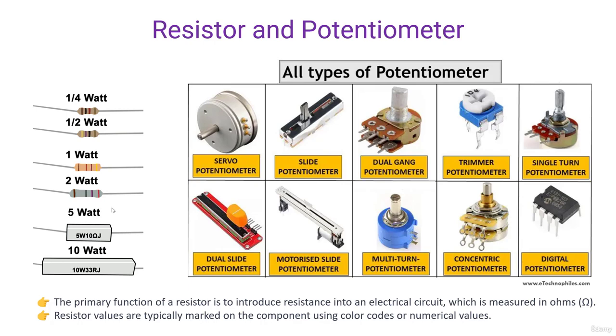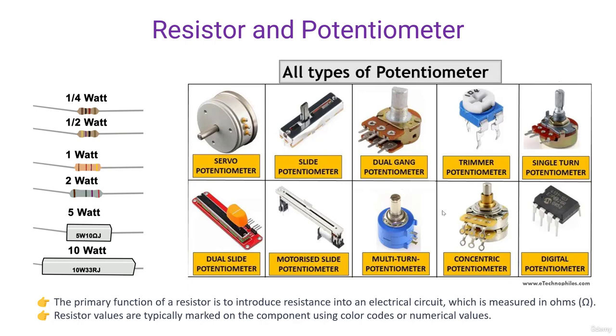But if you need something variable in nature, then the option we have is the potentiometer. A potentiometer is basically a variable resistance. There are several types of potentiometer available in the market, like this one, which is called a servo potentiometer. We have slide potentiometer, dual gang potentiometer, trimmer, single turn potentiometer, dual slide potentiometer, and so on.